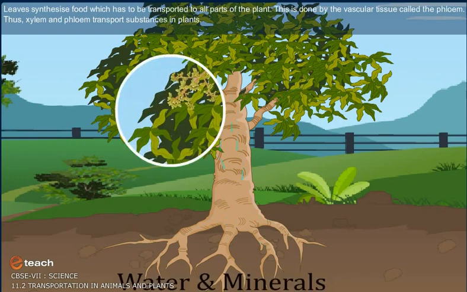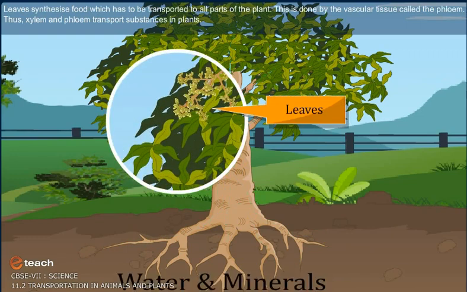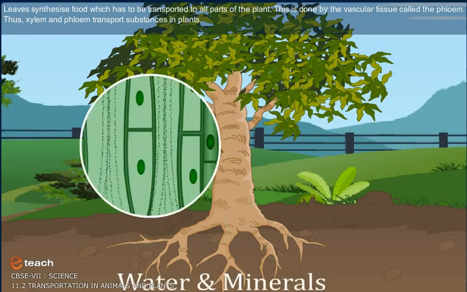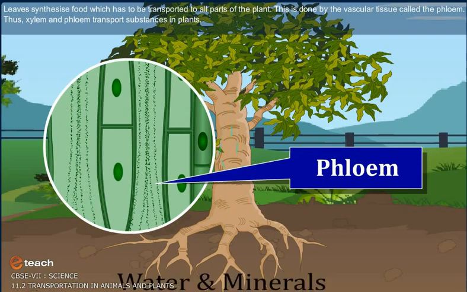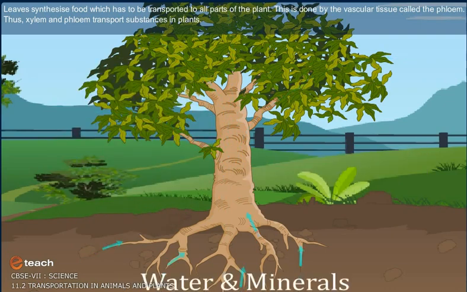Leaves synthesize food which has to be transported to all parts of the plant. This is done by the vascular tissue called the phloem. Thus, xylem and phloem transport substances in plants.